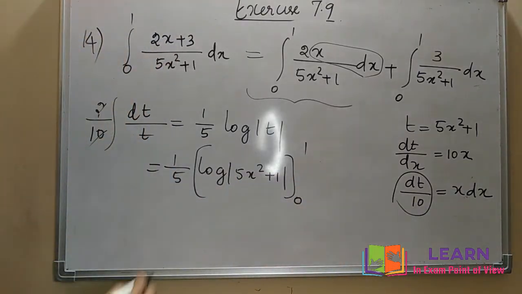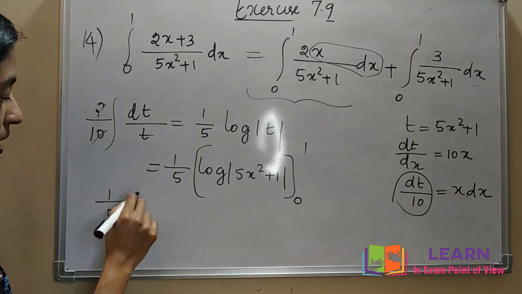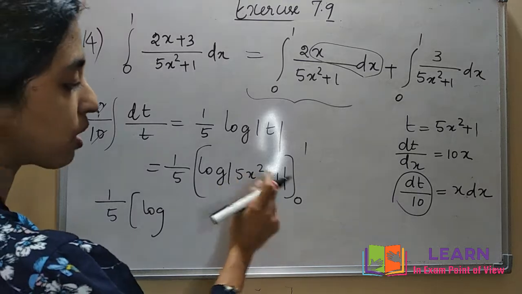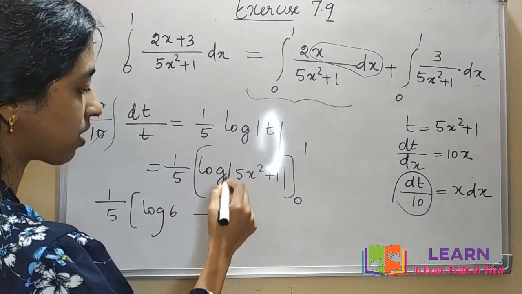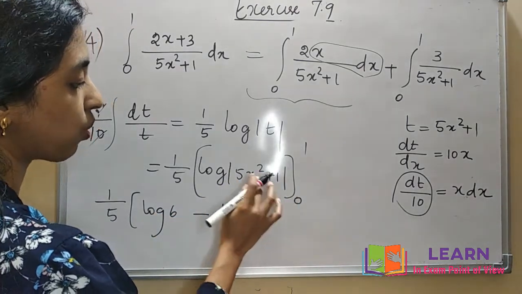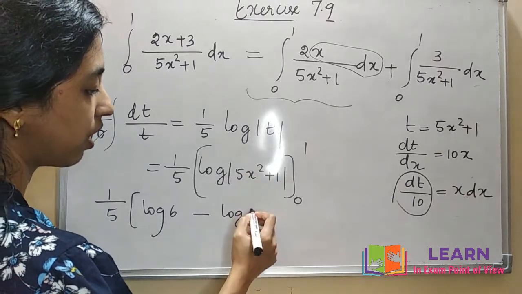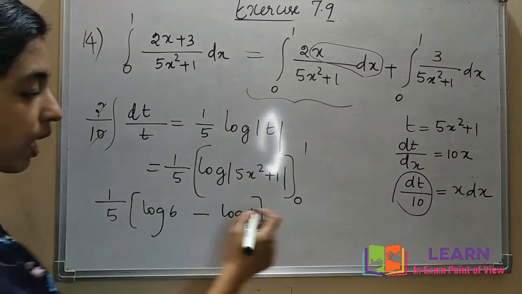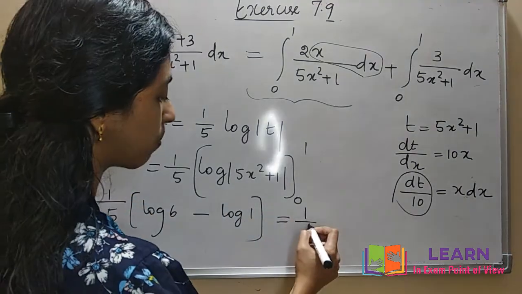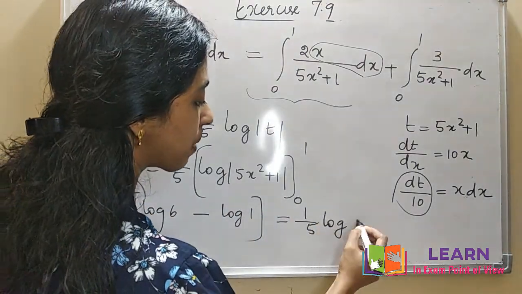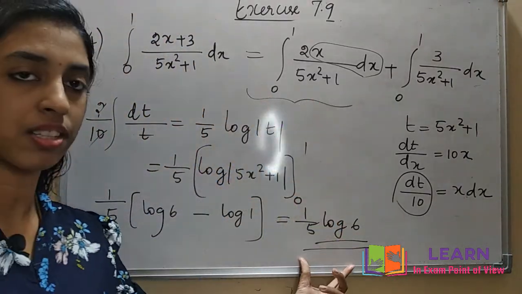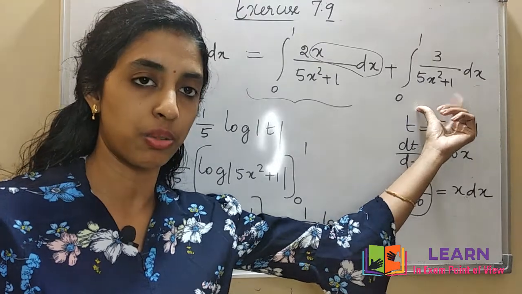Okay. So first, upper limit applying, log of 5 times 1 square plus 1, that is 6, minus log of 0 plus 1, that is log 1. Log a minus log b is log a by b, 6 by 1, so 1 by 5 log 6 by 1, that is log 6. So the first part answer is this. Now simplify this part. Okay.